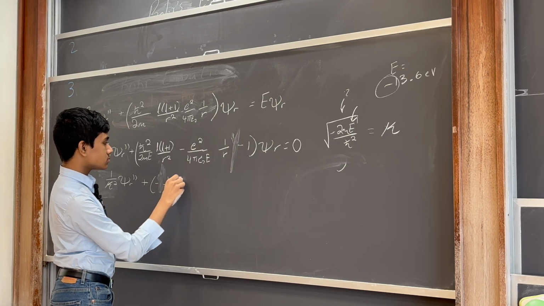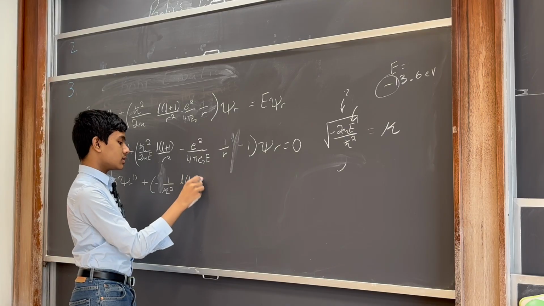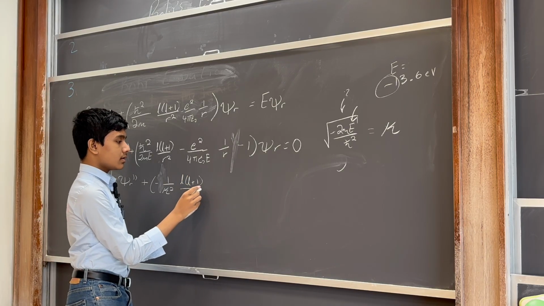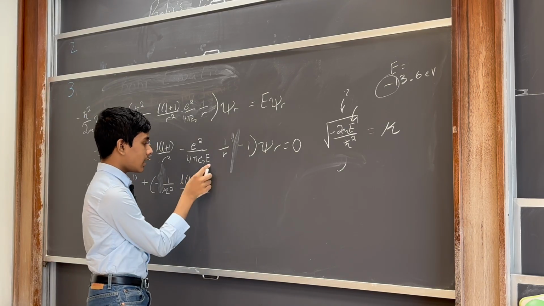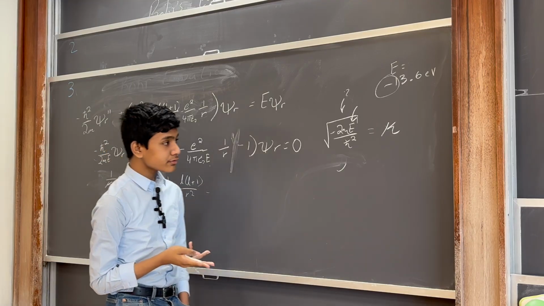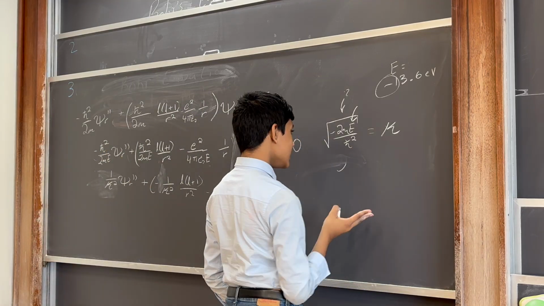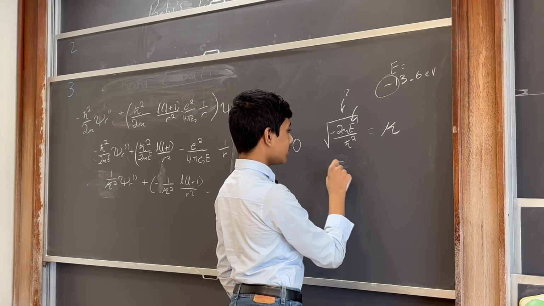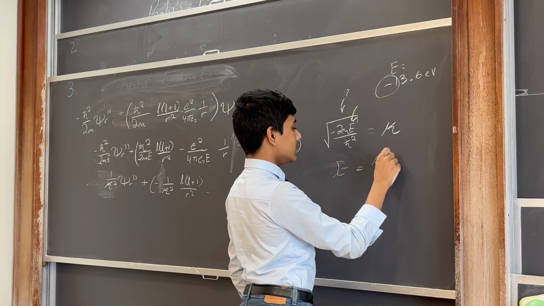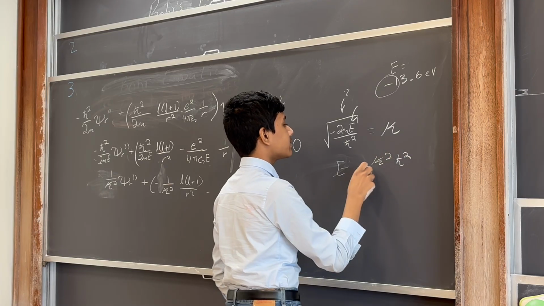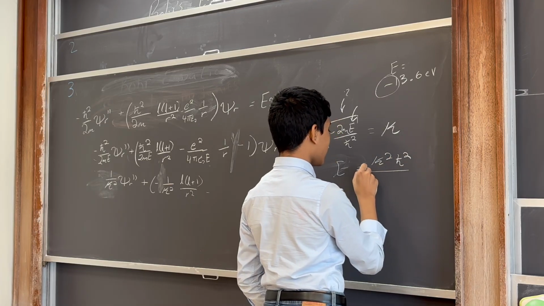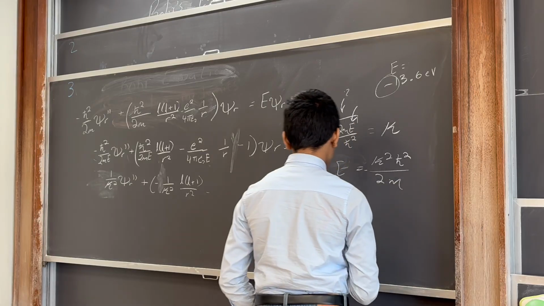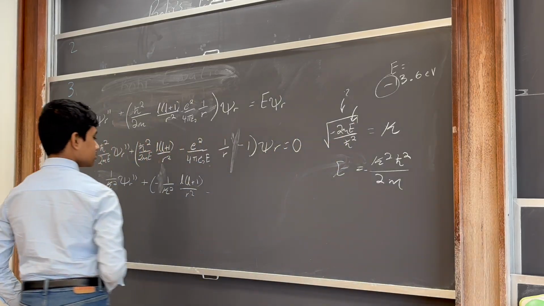plus h bar squared, well, this becomes minus 1 over kappa squared, L times L plus 1 over r squared, minus, to substitute in kappa here, we have to be a little bit more careful, and we have to write E in terms of kappa instead. So we square both sides and multiply, which gives us E is equal to kappa squared h bar squared over minus 2m. There we go.